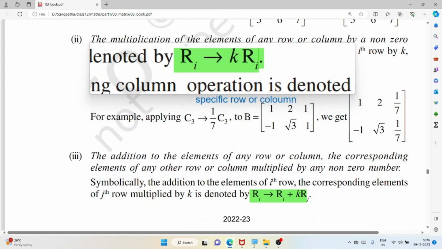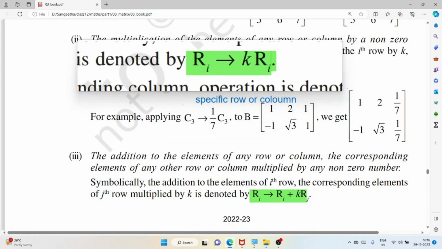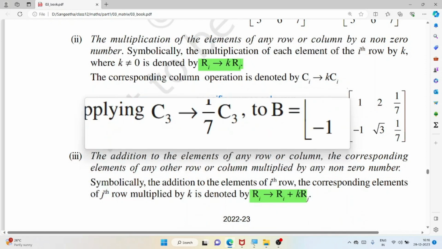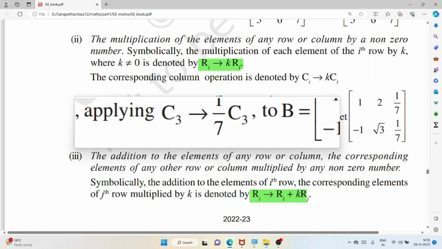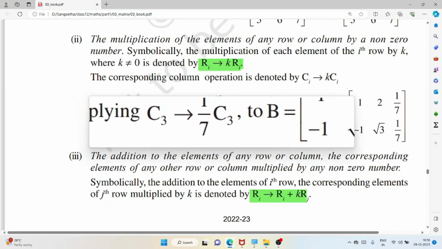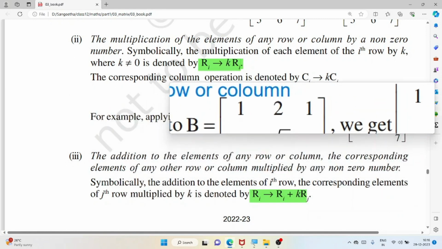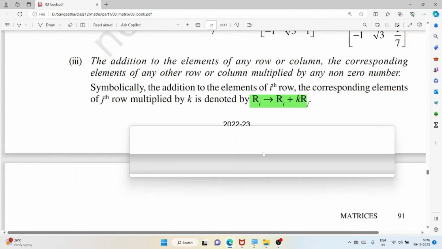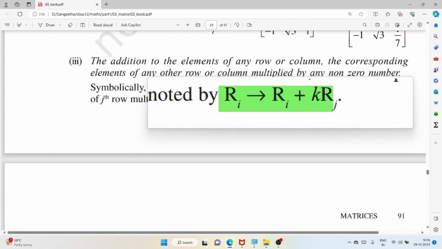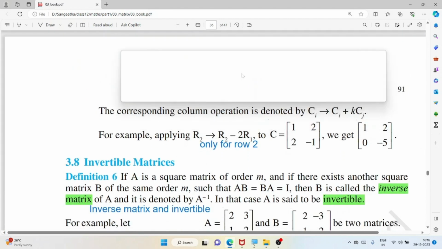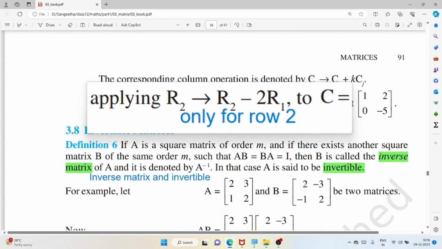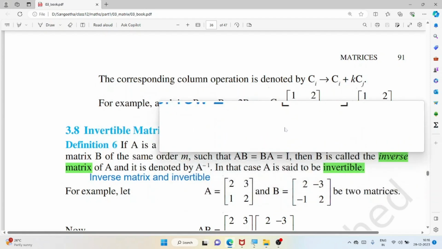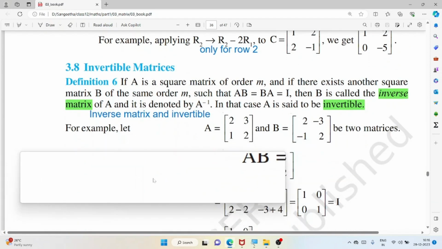This is how you replace row i with its multiple. Here, in column 3, we are multiplying column 3 by 1 by 7. You multiply and you will get this. So this is the equation for this row. For the second row, this is the formula: second row minus 2 times row 1.